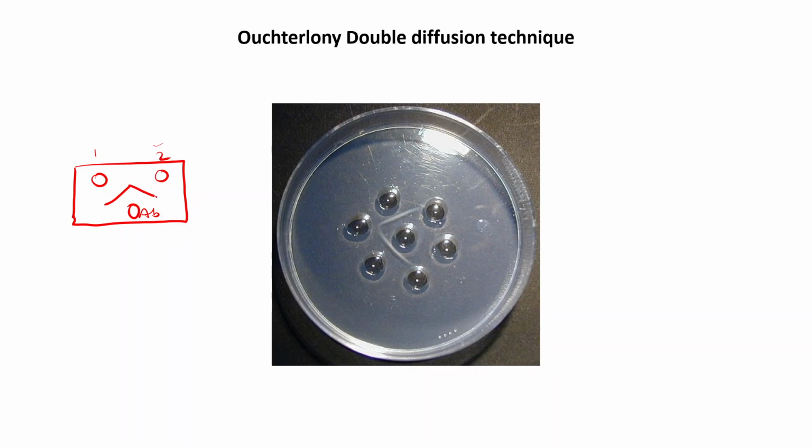If I am getting a line both sides like this, that means antigen 1 and antigen 2 are identical to each other, because the triangle that is forming does not have any intersection. If there is an intersection in this precipitation line, that means there is non-identical antigen. So both of these antigens are actually binding to the antibody, but these antigens are non-identical to each other.